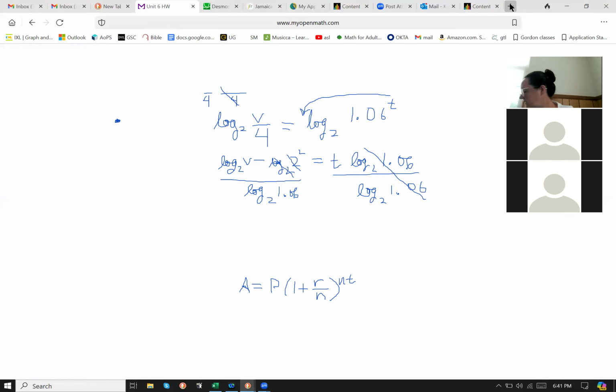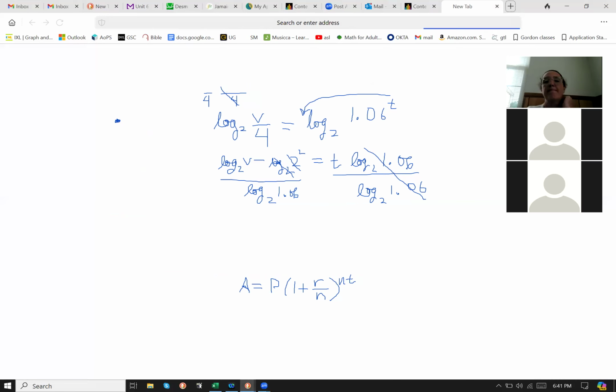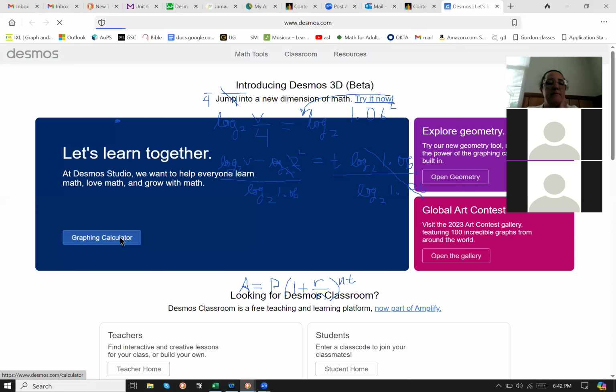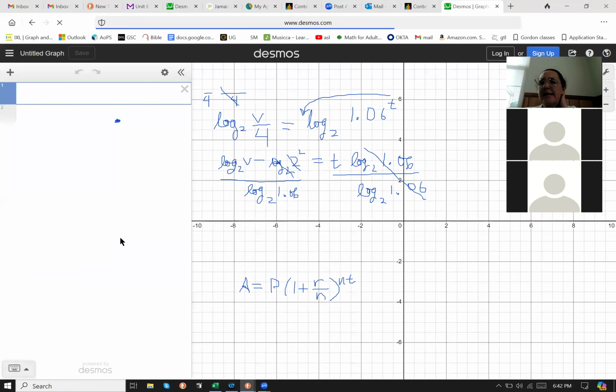So what is the N again? It's the number of compoundings per year. So what would that be exactly then? Since it's monthly, that would be 12 times per year. So let me go into Desmos. Does that make sense? The N would be 12 if it's monthly, if there's 12 months in a year.